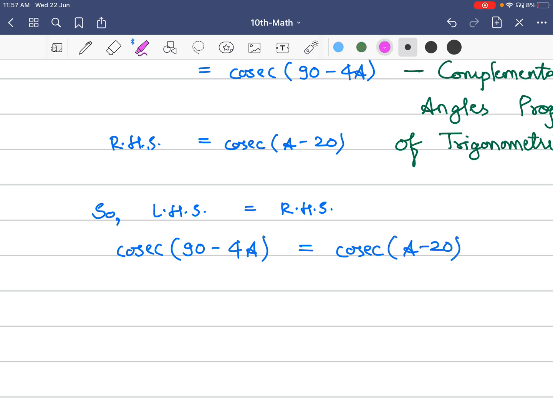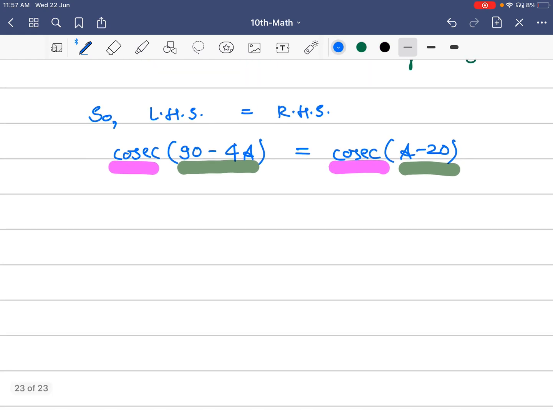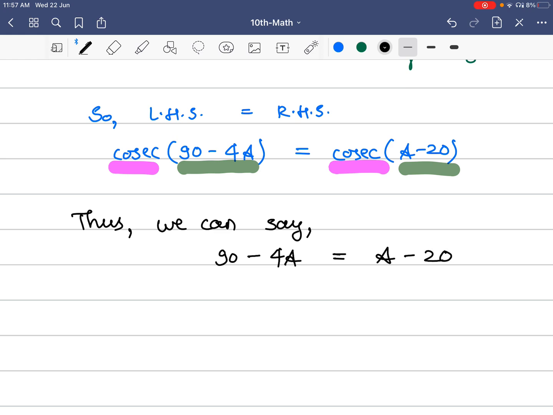Now we have cosec here and we have cosec here. So on both sides of the equation we have the same trigonometric ratio, which means that these two angles have to be equal to each other. Thus we can say that the angles should be equal to each other. So 90 minus 4A should be equal to A minus 20. And now we have an equation in one unknown variable, which is A. So we can very easily solve the equation.